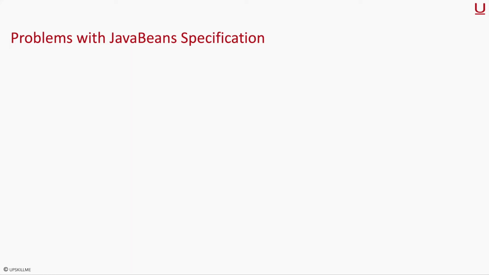Problems with JavaBeans. JavaBeans were released in 1996 and they had their own set of problems. The solution to those problems led to the release of Enterprise JavaBeans Specification.